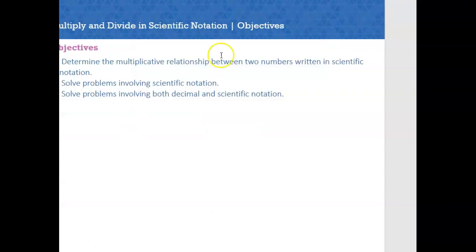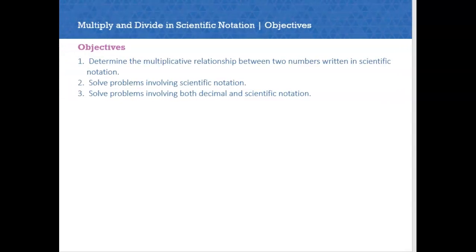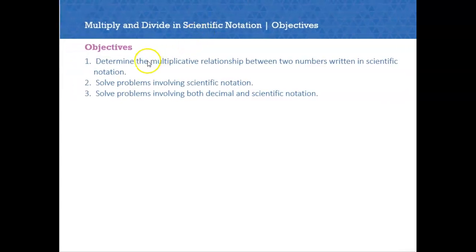Our objectives for today are to determine the multiplicative relationship between two numbers written in scientific notation, to solve problems involving scientific notation, and to solve problems involving both decimal and scientific notation. So we're going to specifically focus on multiplying and dividing.